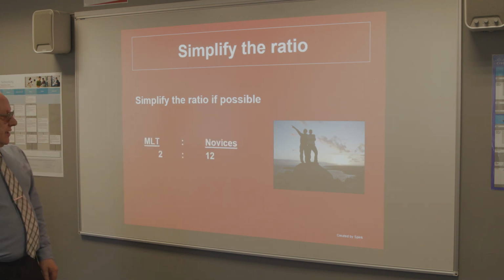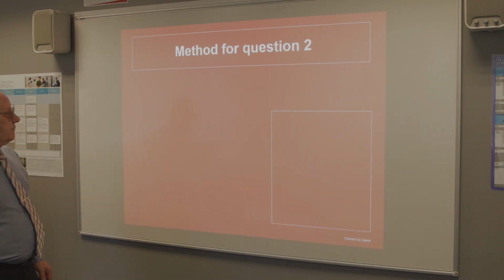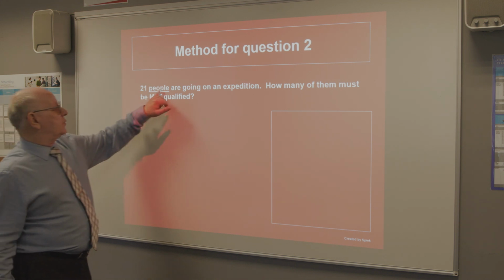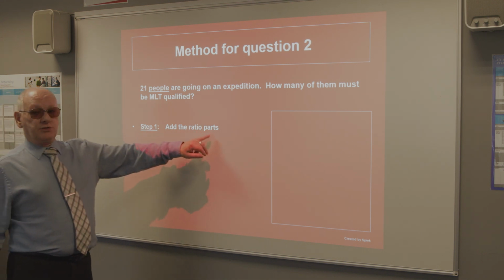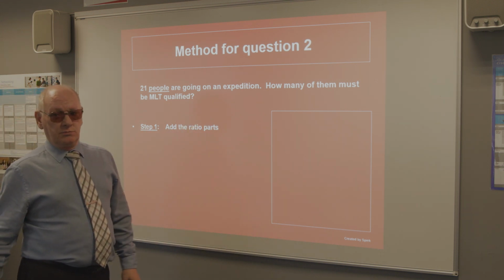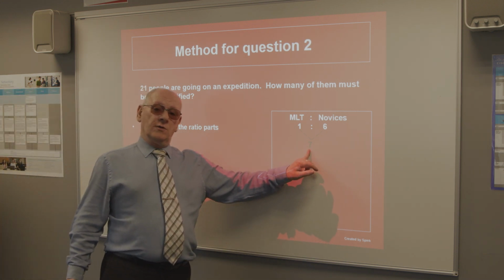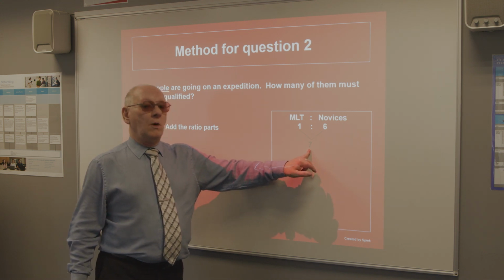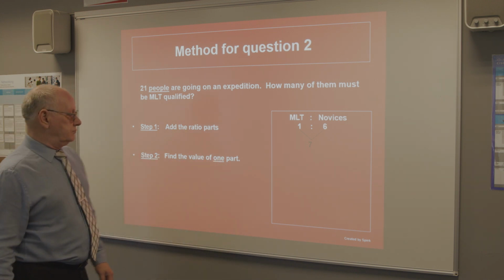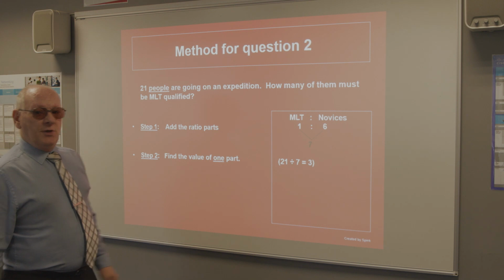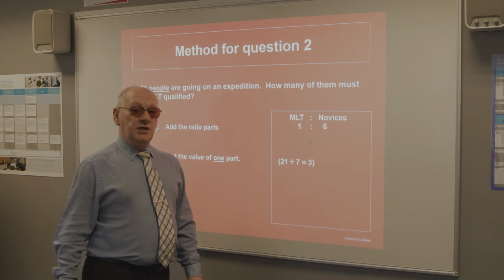So we simplify the ratio again from 2 to 12 to 1 to 6. This time we know that 21 people are going all together. So we add the ratio parts, the 1 and the 6. And for those of you quick on the mark, that is 7. 1 plus 6. Find the value of one part. 21 people are going, divided by 7 parts, gives you 3 per part.